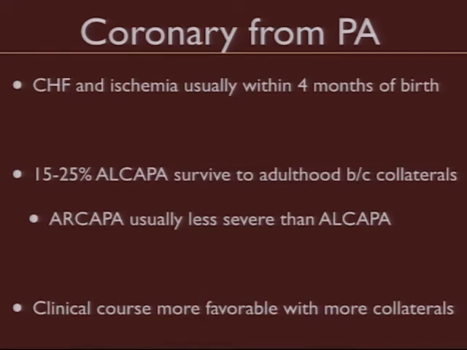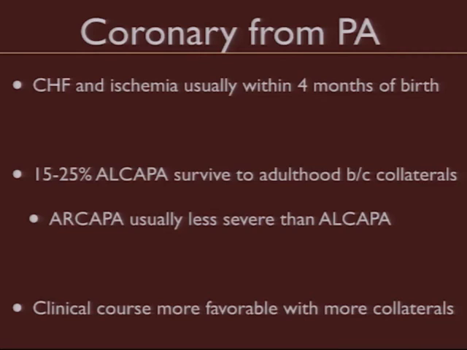In particular, when the left coronary artery arises from the pulmonary artery, those are the ones that are generally discovered very early in life, usually within the first 4 months. However, about 25% of those patients actually do survive to adulthood. And as you can imagine, the more collaterals there are, the more likely they are to go unnoticed. The one case I showed you where the right coronary artery arises from the pulmonary artery is, in general, felt to be much less severe. So those patients very typically will live to adulthood.